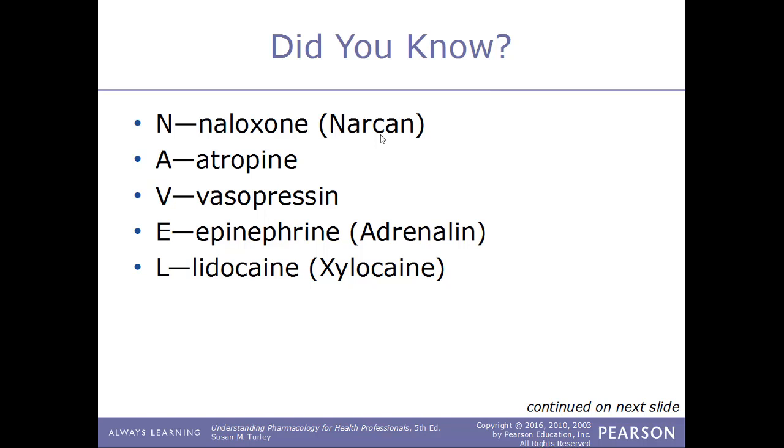N for naloxone, also known as Narcan. A is atropine. V, vasopressin. E, epinephrine, more commonly known as adrenaline. And L, lidocaine, also known as xylocaine. So these are the drugs that are appropriate to be administered by the endotracheal route for an adult.